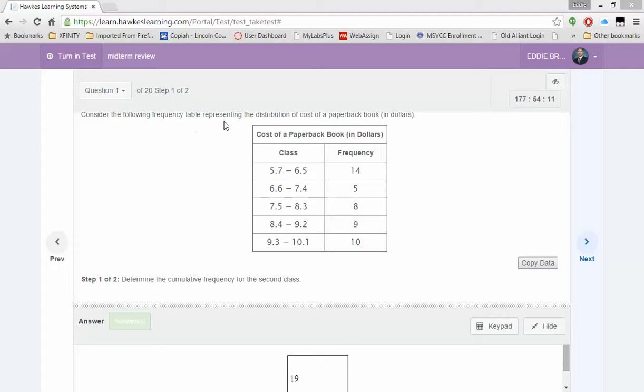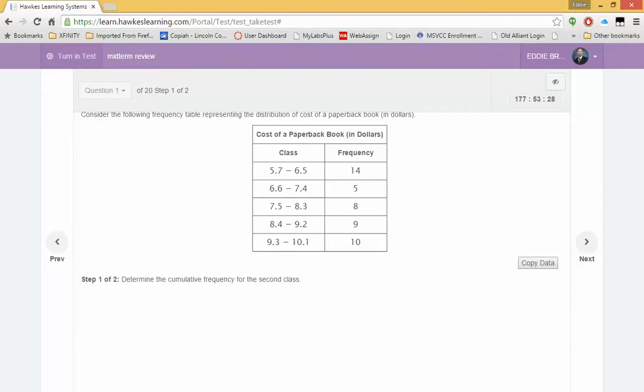Consider the following table representing the distribution of the cost of a paperback book in dollars. Determine the cumulative frequency for the second class. Alright, so this is the first class here, the second class, the third class, so on and so forth. And so if I want the cumulative frequency for the second class, what would happen is at each new class you simply add up what you had previously. So the second class, its cumulative frequency will be 19, 14 plus 5. Alright, so I have 19 in here.